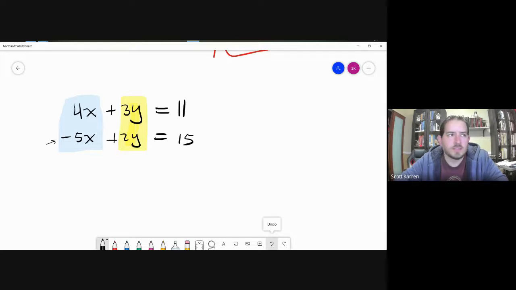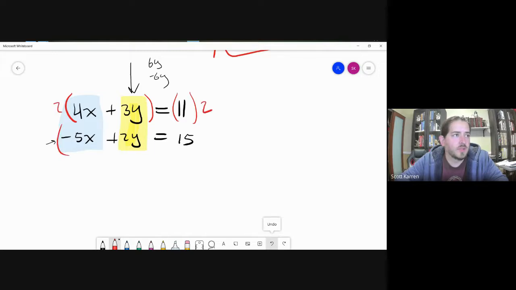But what I want is one or the other of my variables to be the same magnitude but opposite sign, right? So that is, I want to manipulate my 3y and my 2y to be a 6y and a negative 6y. How do I do that? Well, I use the multiplication principle of equalities, and I can multiply the top one by 2 while multiplying the bottom one by a negative 3. Right? This will give me a new system of equations, but it's equivalent.